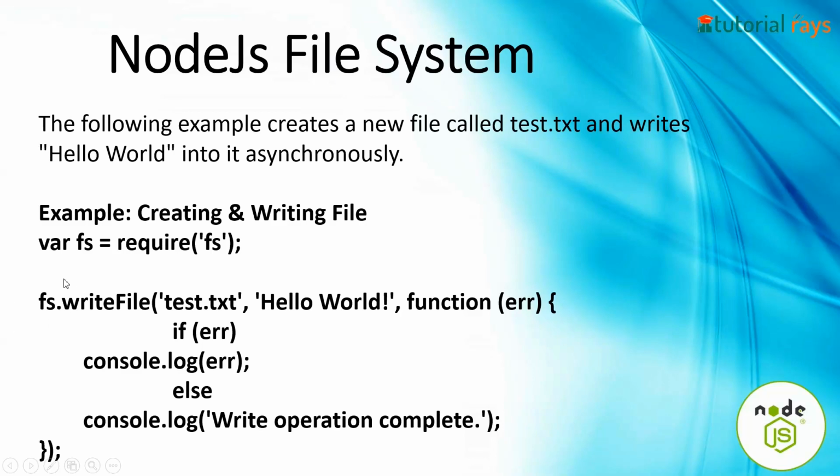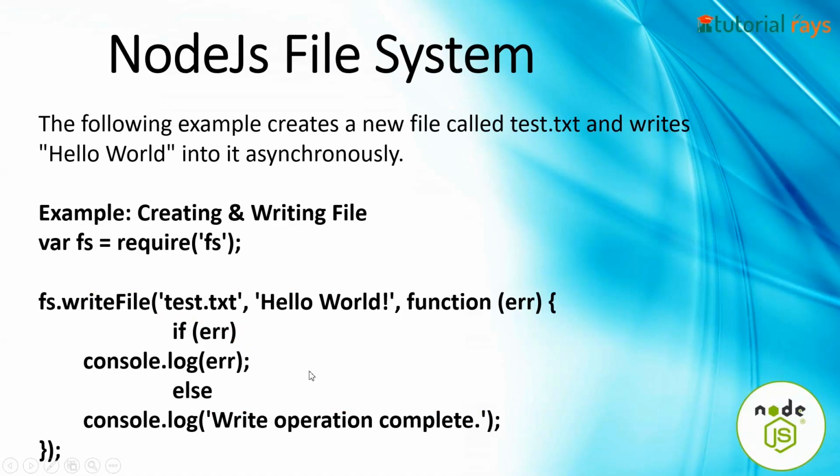So the code is fs.writeFile. This is the important thing. This function we will use, writeFile and then test.txt. So whatever file name you want to put here, you can name it, and then data which we will write there, we will write hello world. In this file, this data will be written here. If there is any error, then this, or else it will say operation successfully completed.